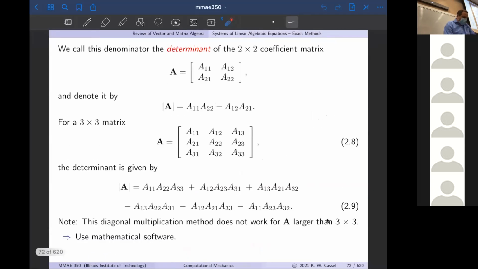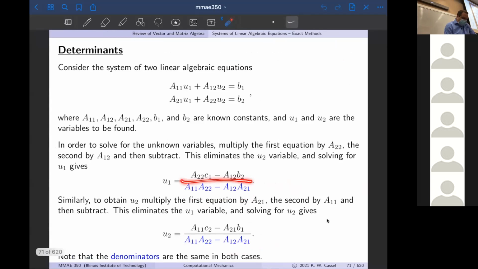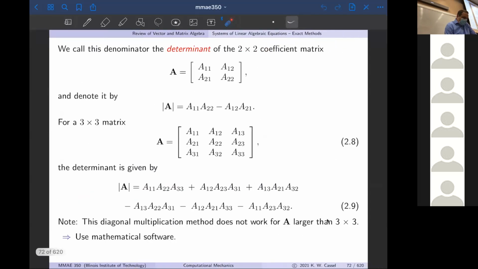Let me come back and remind us how to get determinants, first of 2 by 2 matrices. You see it here. That's the expression A11 A22 minus A12 A21. And notice where it comes from. If I write down the 2 by 2 matrix A, then I take the product of the diagonal elements, A11 A22, that's here, and then subtract off the product of the off-diagonal elements, A12 A21, right here. So it's this diagonal multiplication minus the product of these two. And that gives you the determinant.